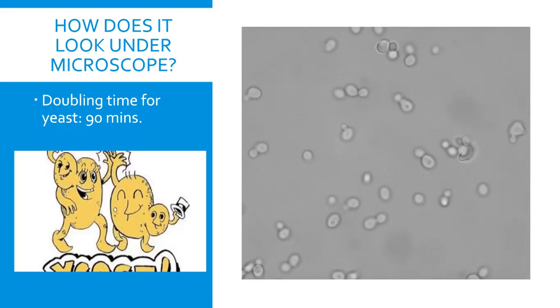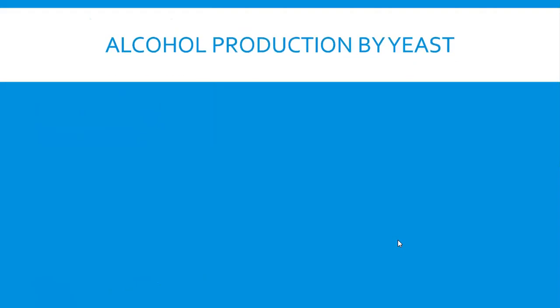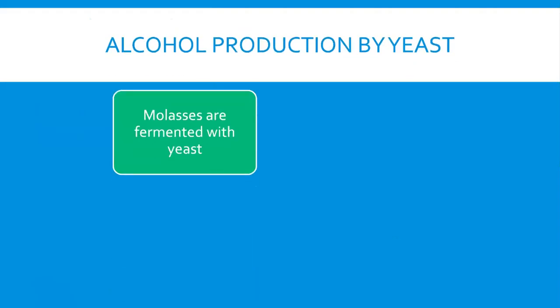And the doubling time for yeast is 90 minutes. So suppose for example, if I have 100 yeast cells at this particular time, then after 90 minutes, if I'm going to see them, they're going to double in number. Yes, now alcohol production by yeast.